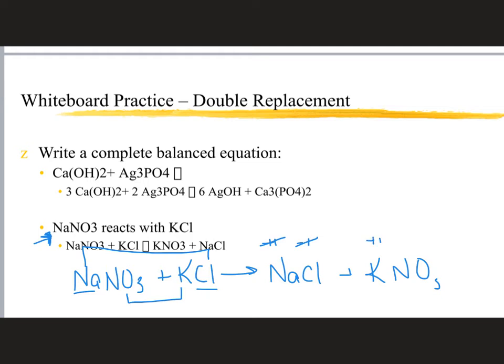Potassium is +1, nitrate's -1, so those also cancel out. No subscripts. So if I don't have to add any subscripts, I know it's already balanced. But we can double check.